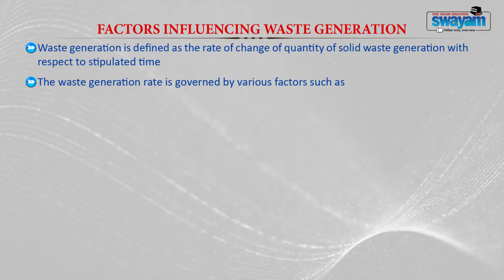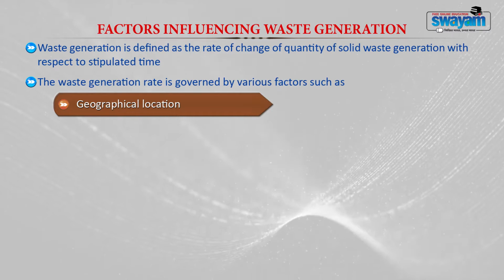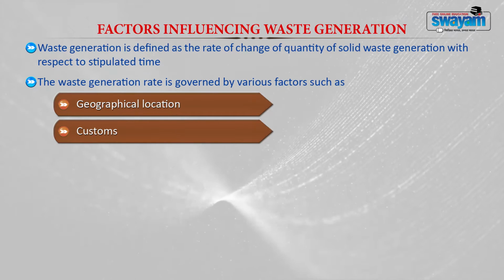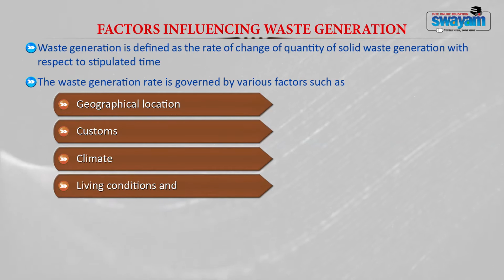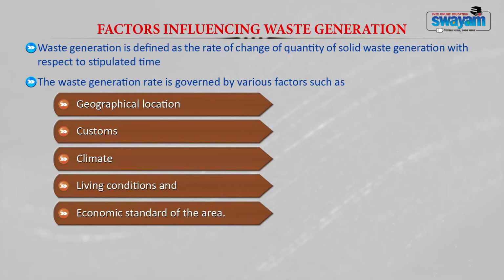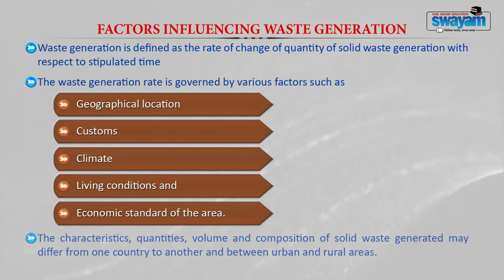Now, what are they? One, it's the geographical location. Second is the customs and lifestyle. Third is the climate. Fourth will be the living conditions. Then comes the economic standard of an area. Now, the characteristic quantity, volume and composition of these wastes may vary from country to country, from region to region, and also from urban to rural areas. Now, let's discuss each of these parameters one by one.